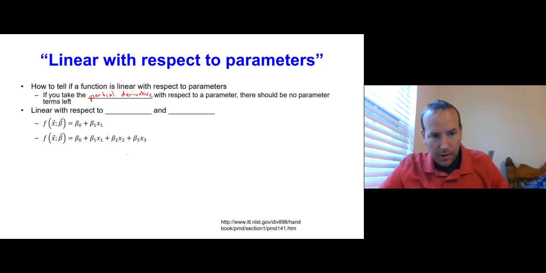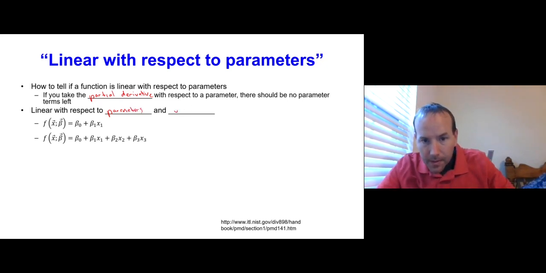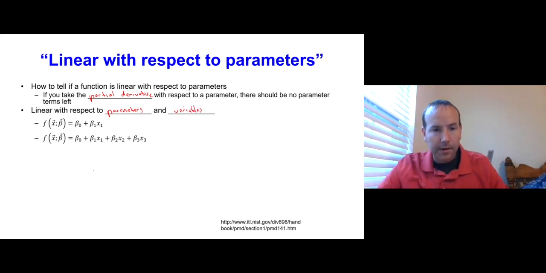So in these two examples, we have a line or lines with multiple independent variables. These are linear with respect to both parameters and variables. Right? You don't see any parameters multiplied by parameters and such. So if you took a partial derivative with respect to b0, b0 will drop out of the equation. If you take the partial derivative with respect to x1, x1 will drop out of the equation.